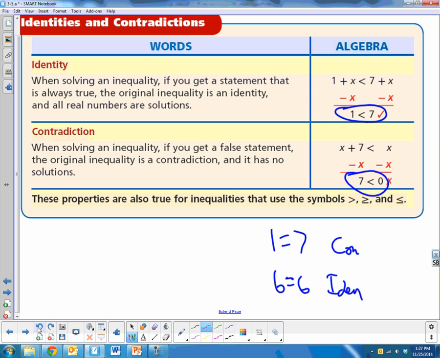You'll notice that in both of these instances here, the numbers are different from each other. 1 and 7 are not the same. 7 and 0 are not the same. What's really important is we look at the inequality that's written there. 1 is less than 7. That's always true. 7 is less than 0. That's never true.